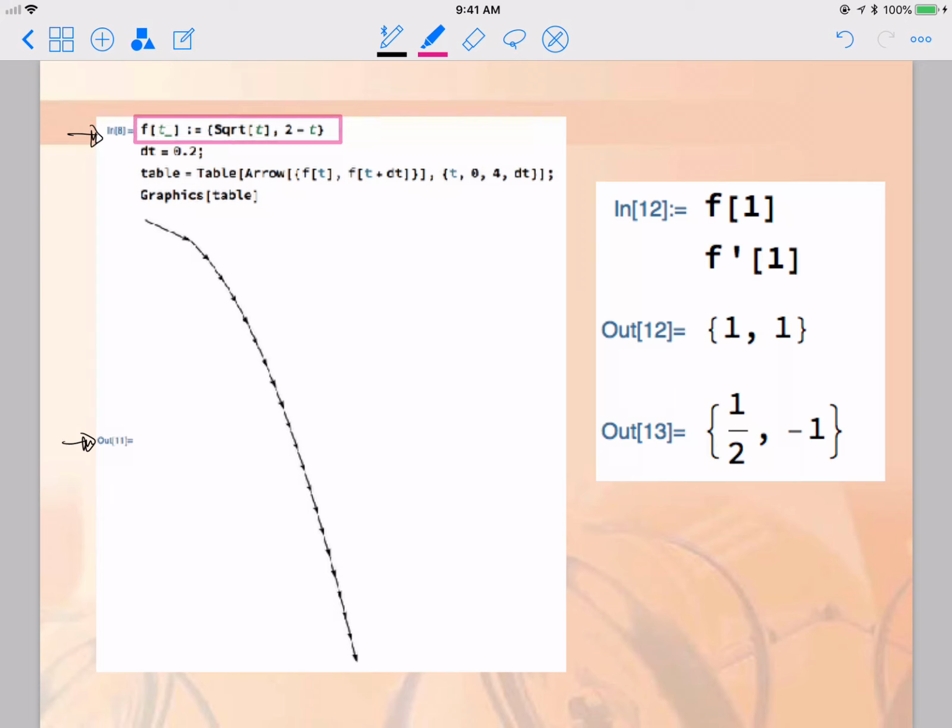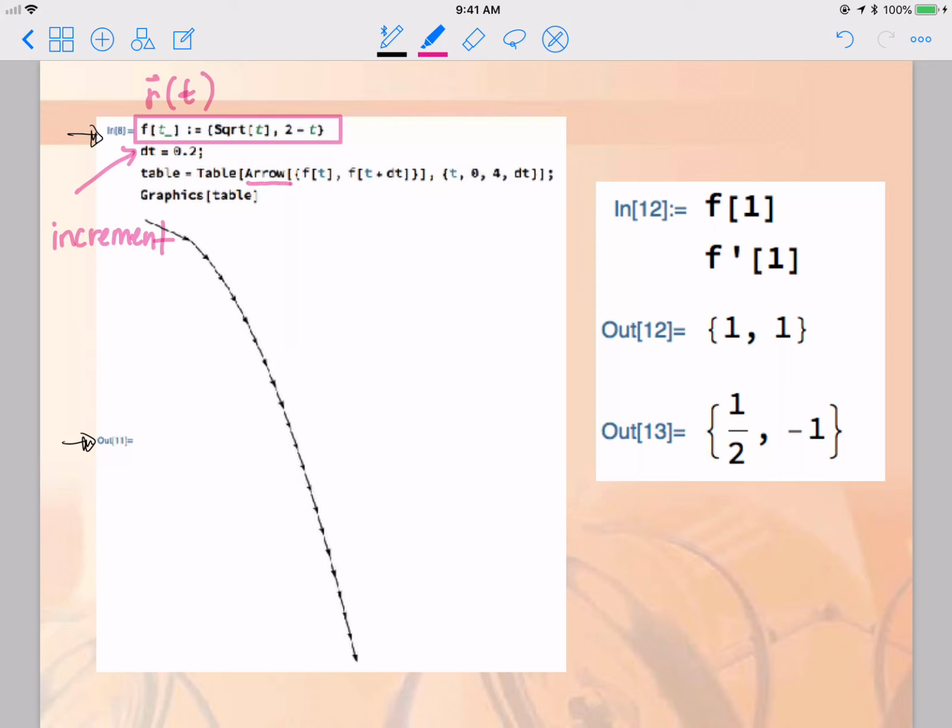And I'm defining it to be the square root of t and then 2 minus t. Okay, so this is my f of t. And then I'm defining dt to be an increment. And this is telling Mathematica basically the increment of change in t that I want to take into account. Because the next thing I do is I tell Mathematica to create a table, and the table is going to be a bunch of arrows.